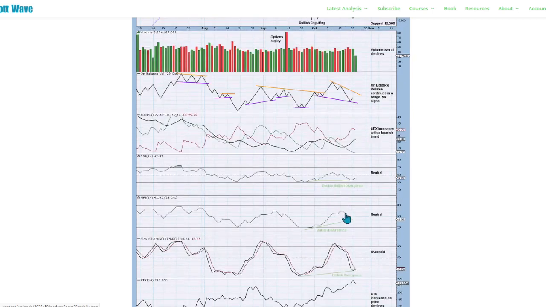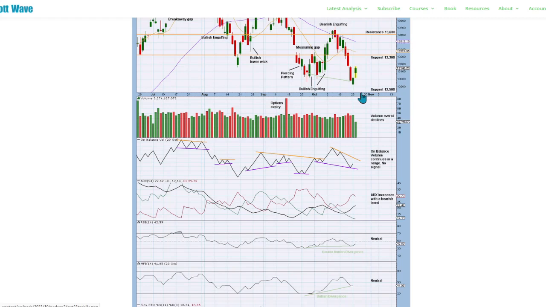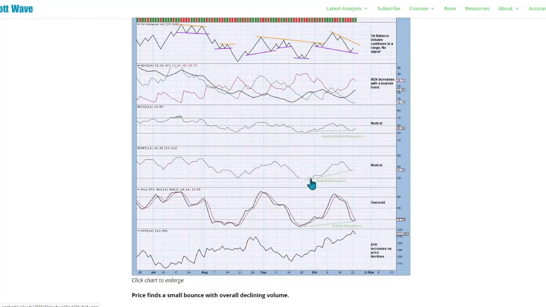RSI and money flow are both neutral with stochastics oversold, exhibiting bullish divergence between RSI, money flow, stochastics, and price, with RSI exhibiting double bullish divergence. Price has made lower lows, while these indicators have made higher lows. This may indicate a bounce in price soon.